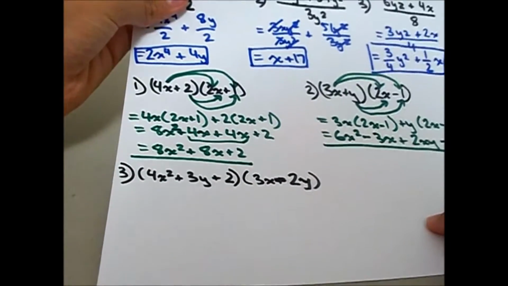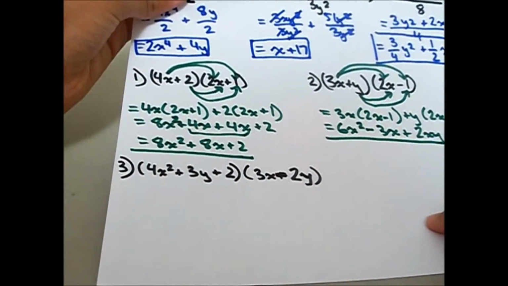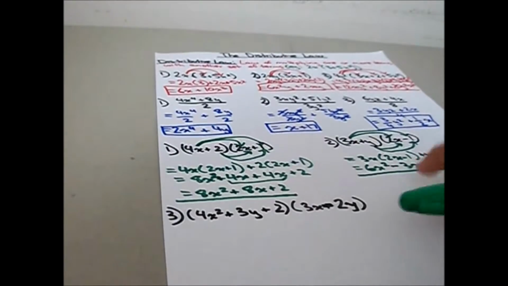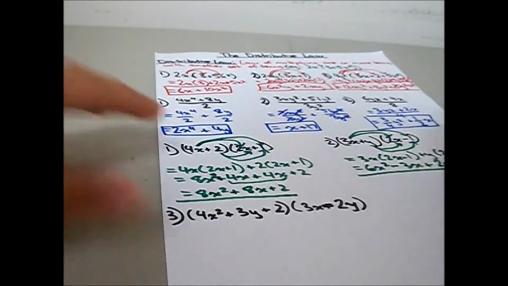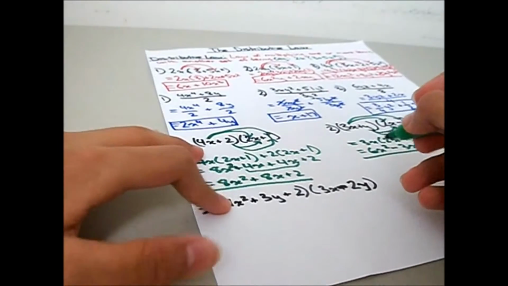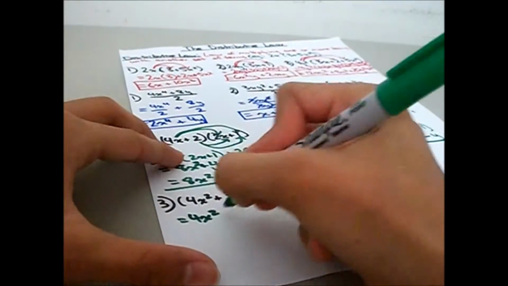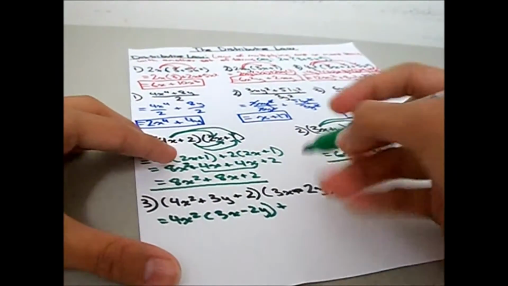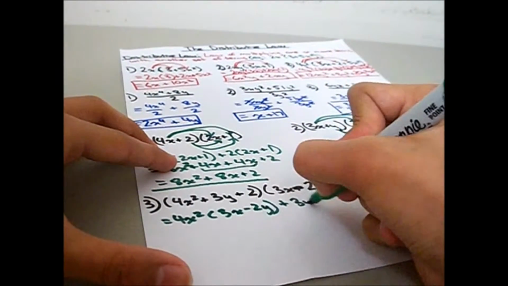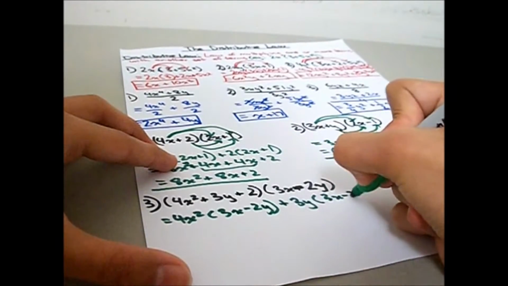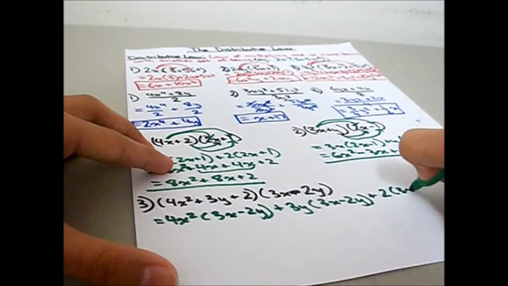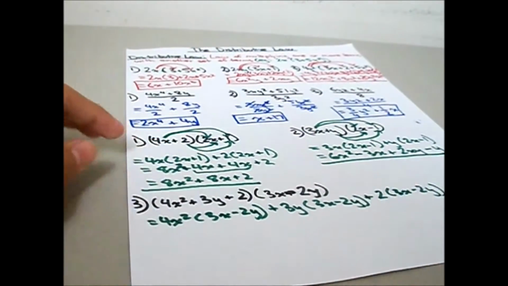We have 4x squared plus 3y plus 2 multiplied by 3x minus 2y. I don't think I need to draw my arrows again. It'll be much more crowded if I did. So we'll just skip to the fun. 4x squared will be multiplied by everything in here, which is 3x minus 2y. Plus 3y will be multiplied by everything in here, which is 3y times 3x minus 2y. And 2 will be multiplied by 3x minus 2y. There we go.